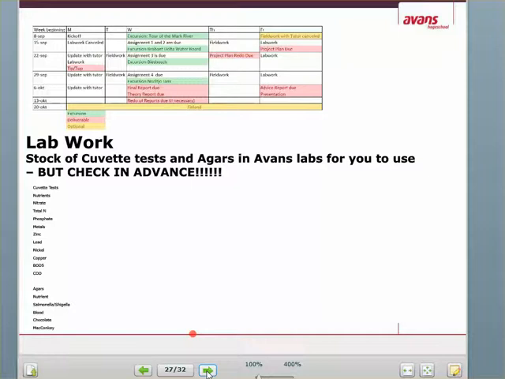Lab work. Ooh, that's really small. The conversion from my normal PowerPoint to the BBB wasn't good for the readability. Anyway, for the cuvette tests, these are the tests that we have in stock. And these are the agars that we have in stock. We actually have more than this, but check. Even though I said we have total N cuvettes, and I ordered them, and I was told that they came in, before you start doing the measurements, it might be nice to check to make sure they're still there. We can discuss that in the groups. So that's the lab work.